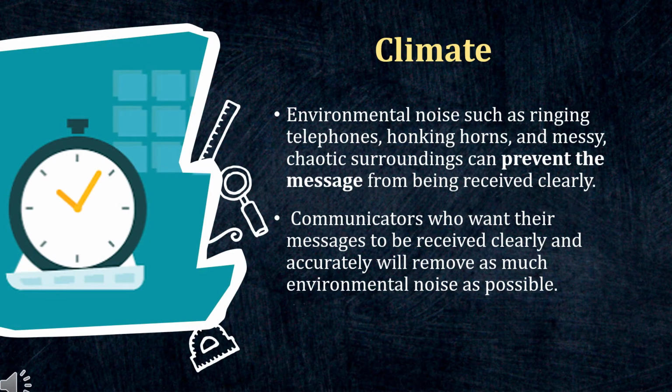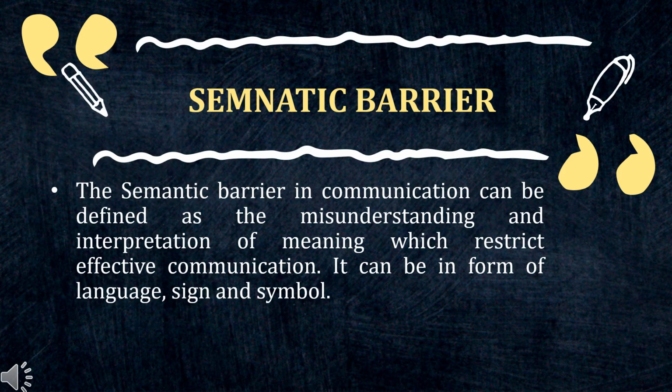Next is the climate. Environmental noise such as ringing telephones, honking horns, and messy, chaotic surroundings can prevent the message from being received clearly. Communicators who want their message to be received clearly and accurately will remove as much environmental noise as possible. Next is the semiotic barrier.